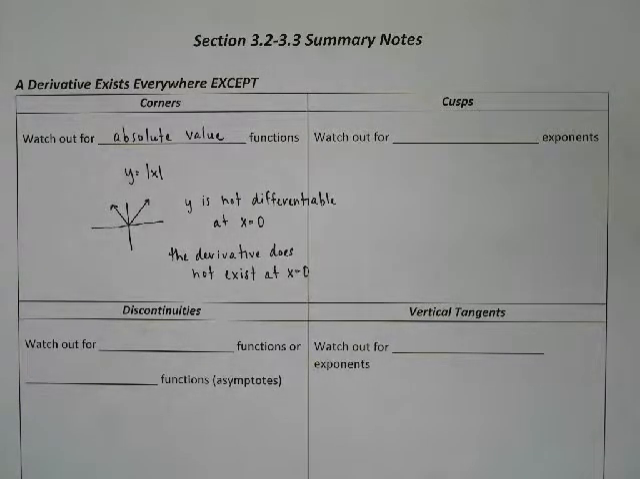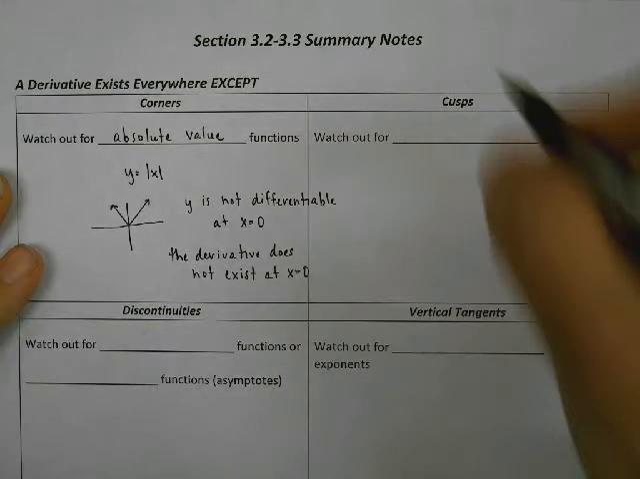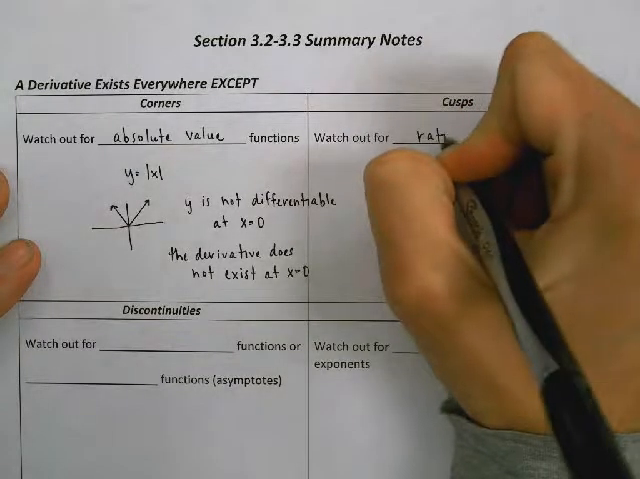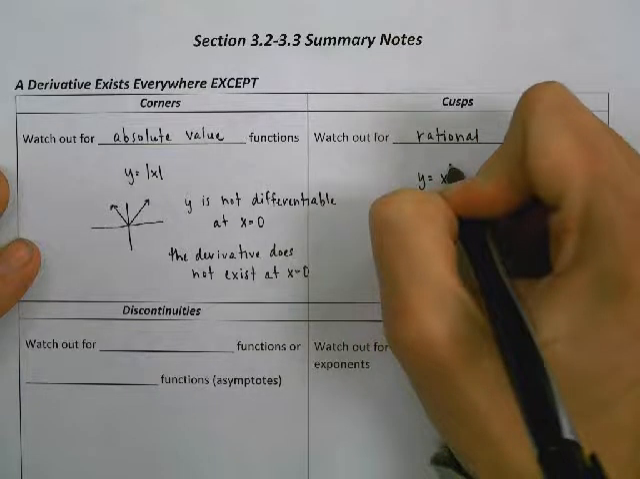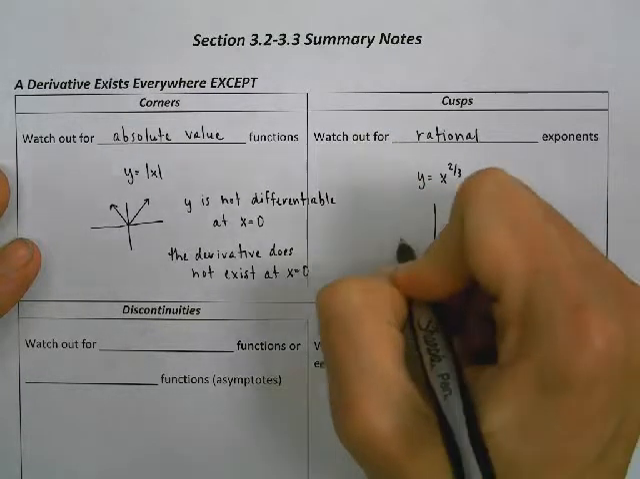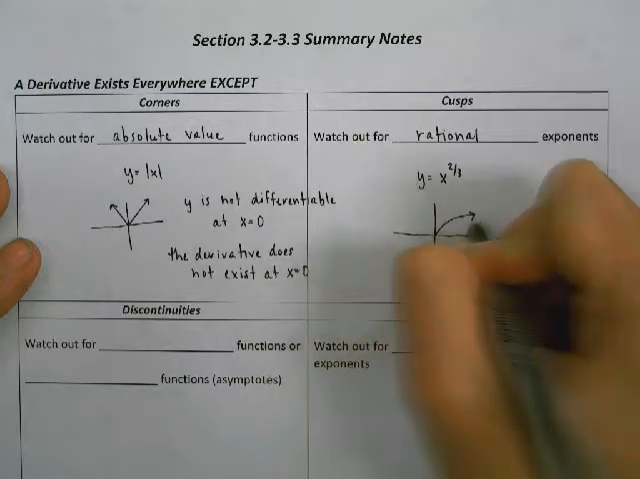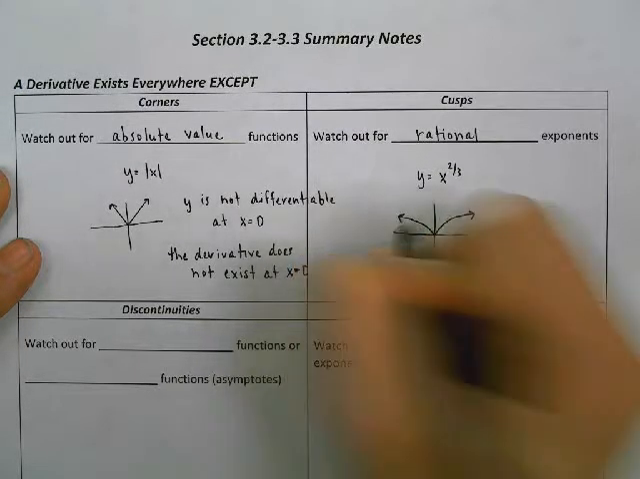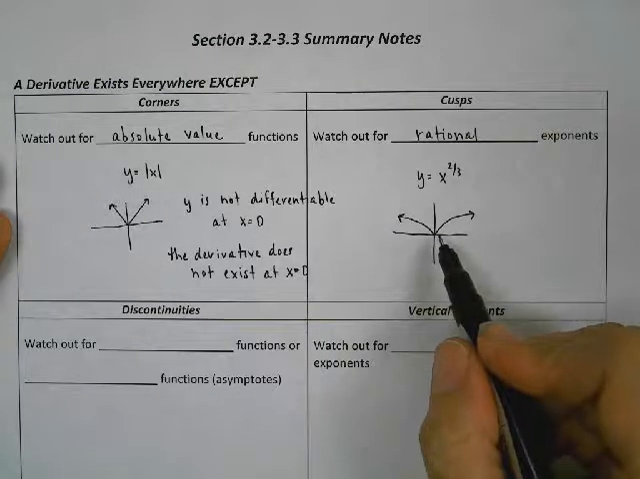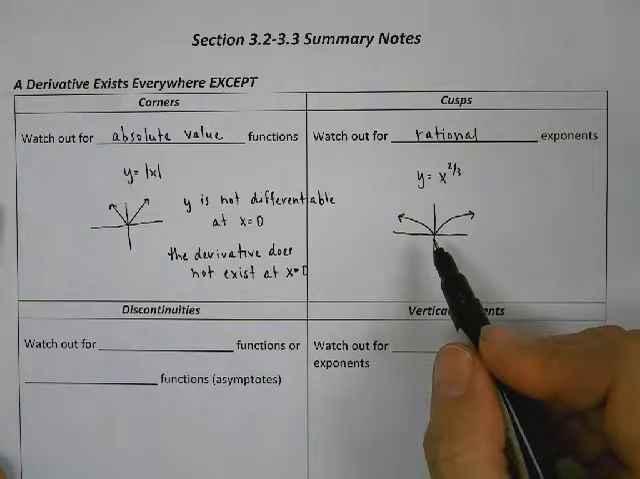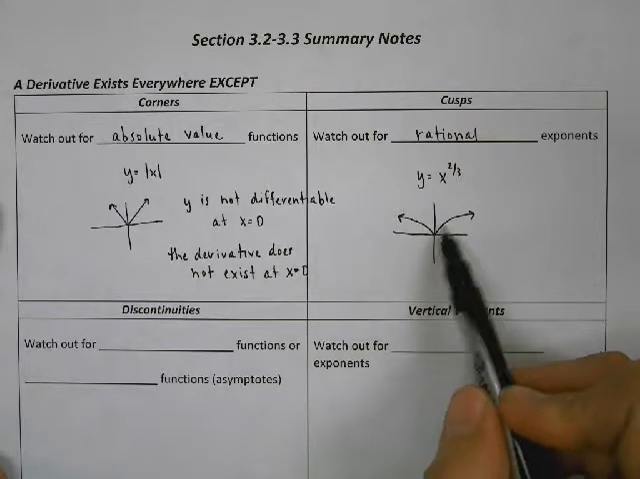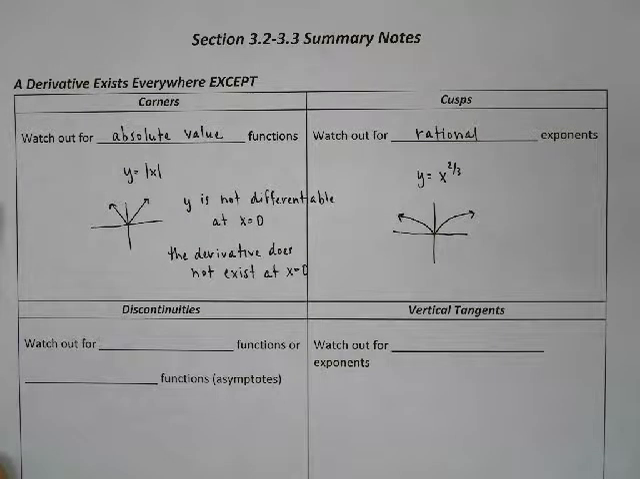The next thing we have to watch out for is cusps, and we know these can occur where we have rational exponents. So for example, y equals x to the 2/3. And if we were to graph that, we would get something that looks like this. And so at x equals 0, we have this cusp. So again, we know that that function is not differentiable at x equals 0, which is the same as saying the derivative does not exist there. And again, that's because those left-hand and right-hand derivatives are not equal.